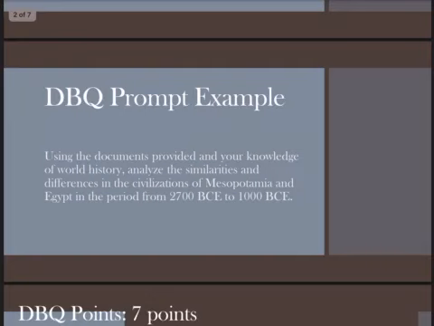Okay, so let's start off with looking at an example here. Using the documents provided and your knowledge of world history, analyze the similarities and differences in the civilizations of Mesopotamia and Egypt in the period from 2700 BCE to 1000 BCE. Okay, so your task is to analyze. That's what you're doing. And then what you analyze in this particular prompt: similarities and differences.